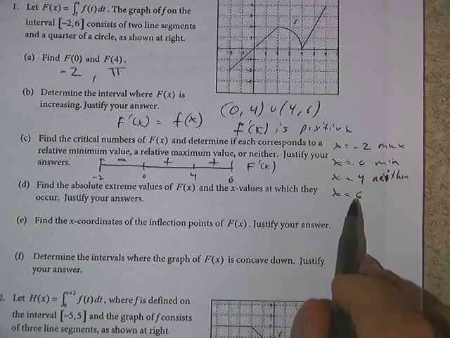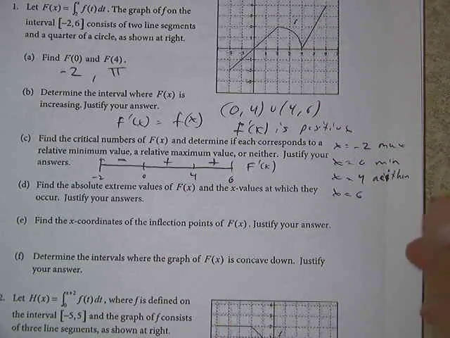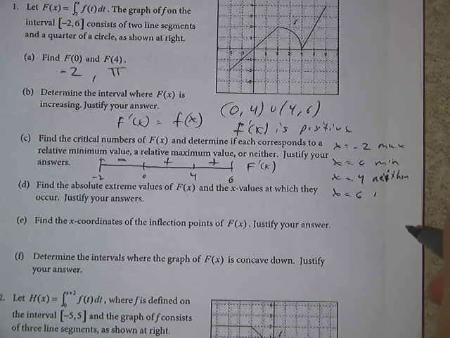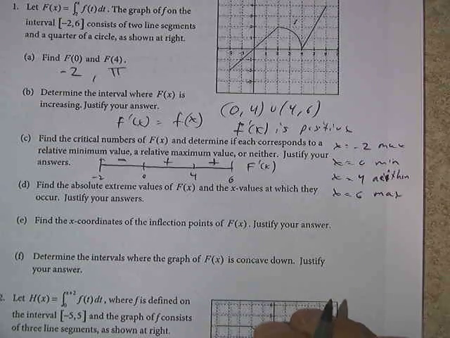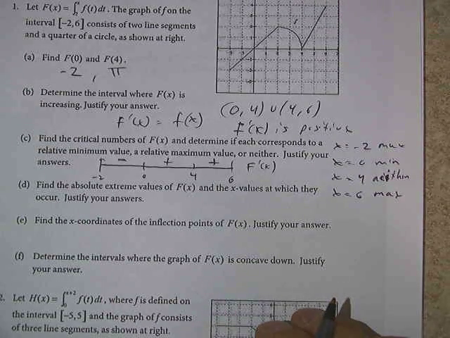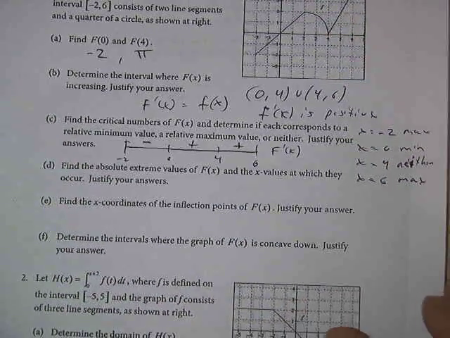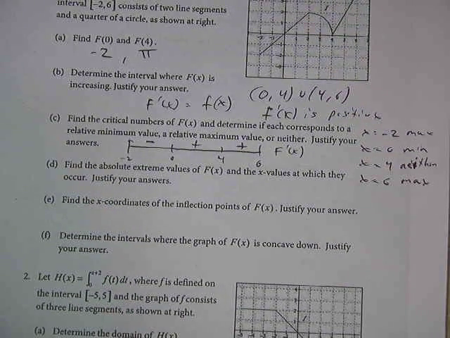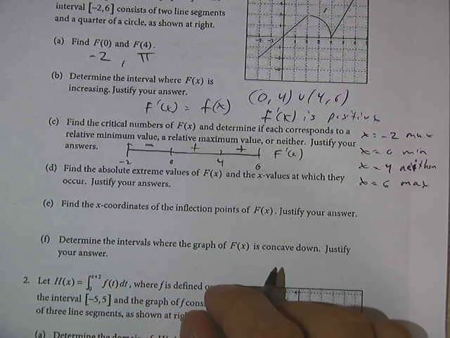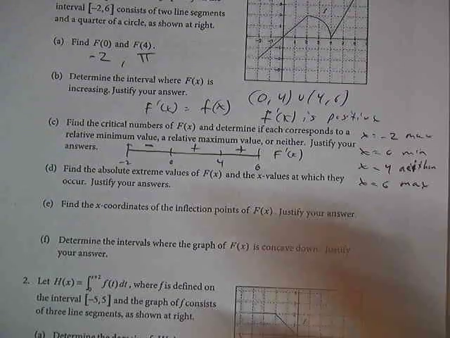And x equals 6 would be, we're increasing to get to 6, so that would be a maximum. Maximum, minimum, or neither were our 3 choices. Questions on any of that analysis?